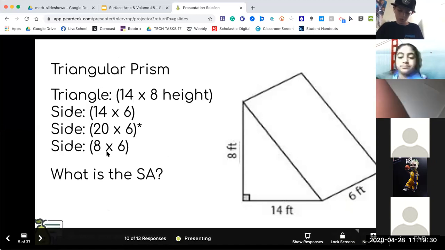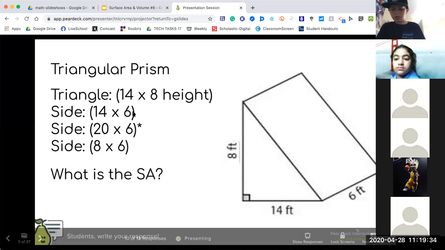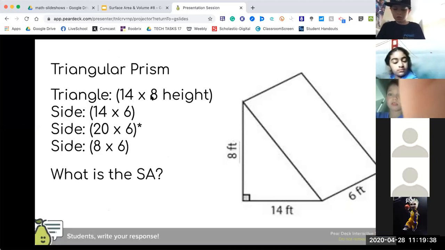Okay. And then when you add 8 times 6, 48, 6 times 20, which is 120, 14 times 6, and then 14 times 8, all that together, you got 364 square feet.